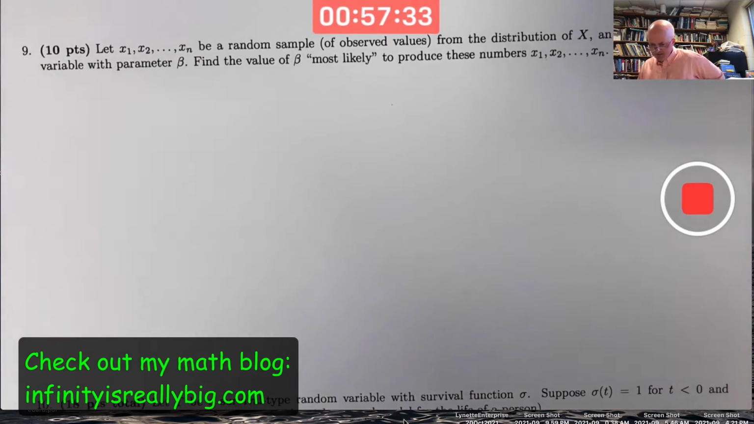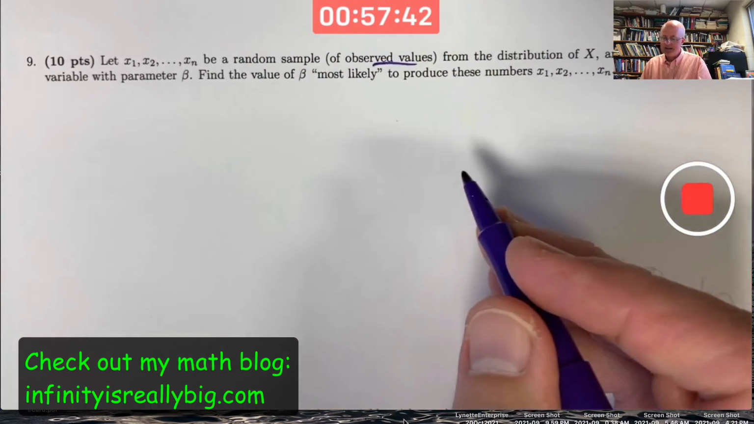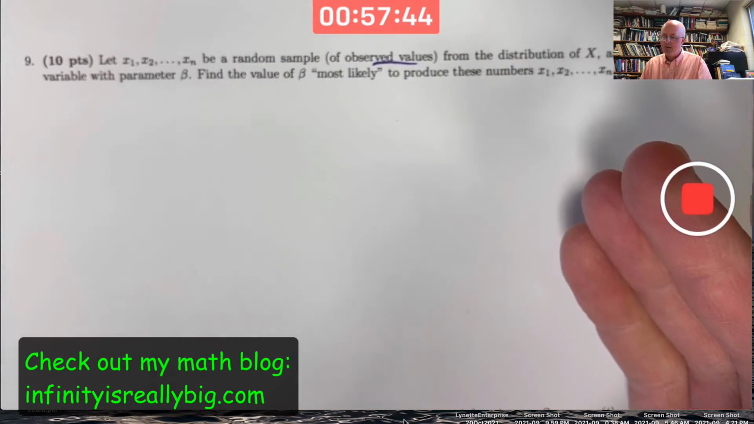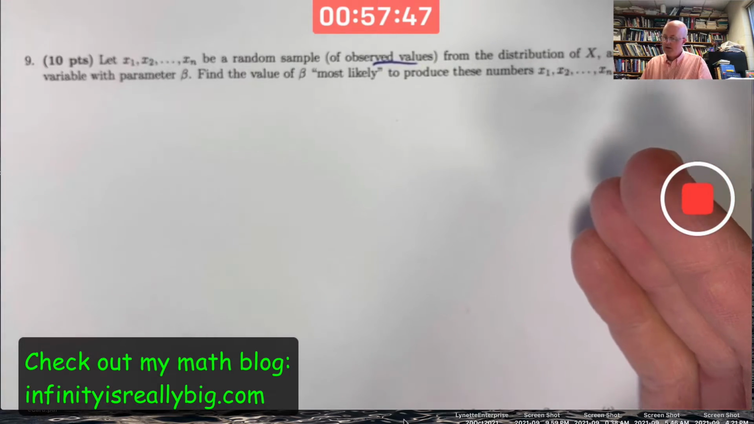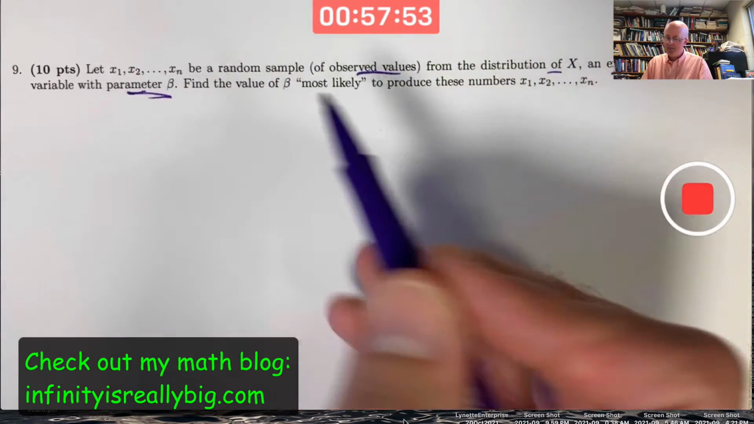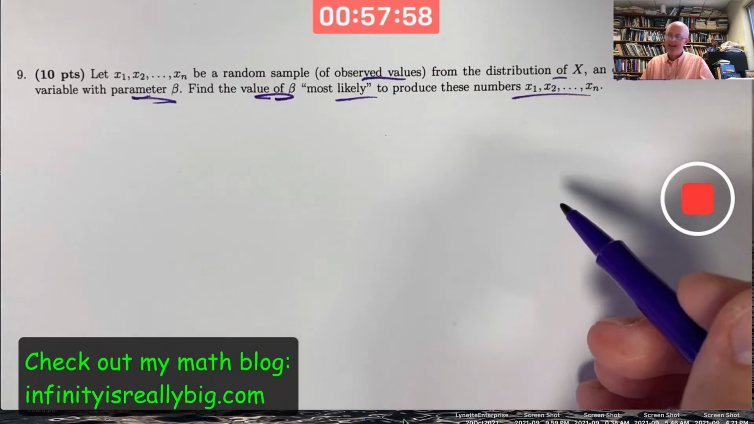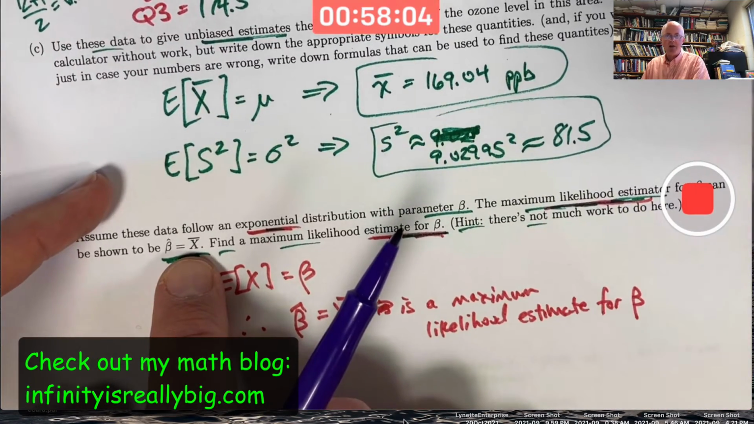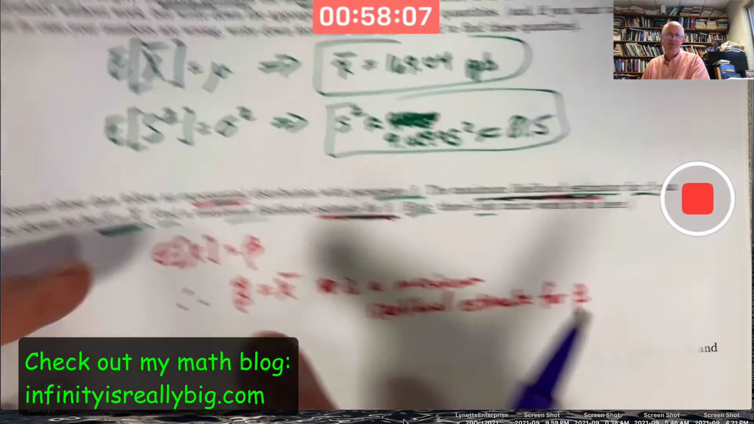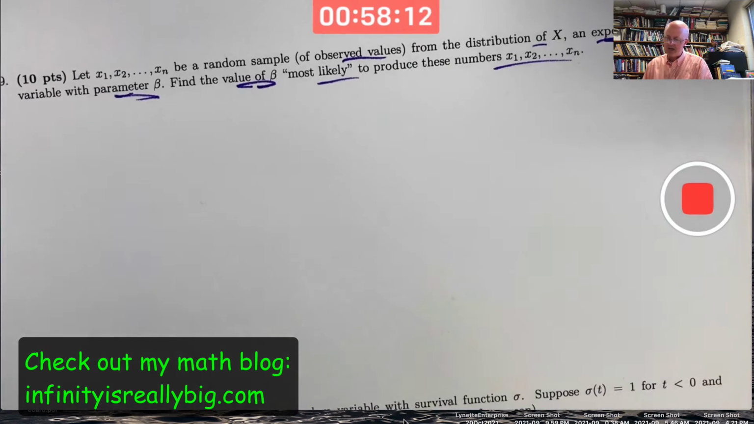It's most theoretical. Let little x1 through little xn be a random sample of observed values, so they're little x's instead of capital X's. Capital X's would be random sample in terms of random variables. From the distribution of x, an exponential random variable again, with parameter beta. Find the value of beta that is most likely to produce these numbers. Big hint, part D of the last problem tells you the answer. It's going to be x bar. But how do you do that? How do you derive that with this method of maximum likelihood?